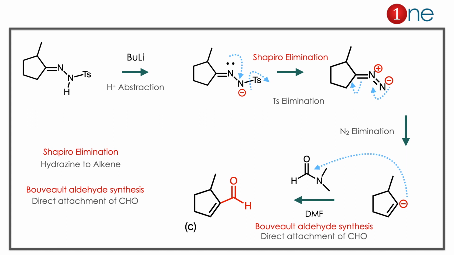The anion is there. You are reacting with DMF. This reaction is called Bouveault aldehyde synthesis. This synthesis is the direct attachment of aldehyde, where the amine leaves, giving direct aldehyde formation. So the answer is clearly C there.